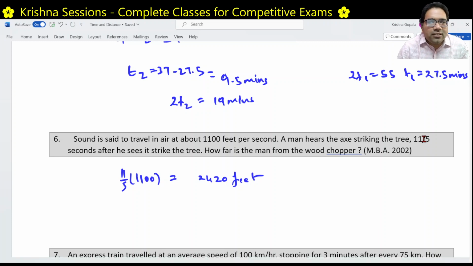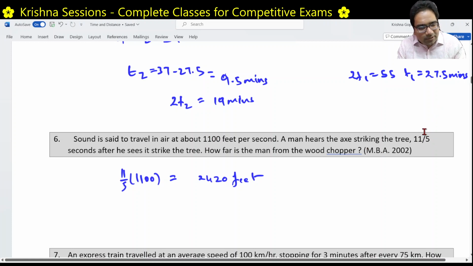That means the sound is taking 11 by 5 seconds to travel from the tree to him. Each second it is traveling 1100 feet, and for 11 by 5 seconds it is traveling, because it is traveling, only then he was able to hear. The sound has to reach him, right? It is taking 11 by 5 seconds for the sound to reach from the tree to him.